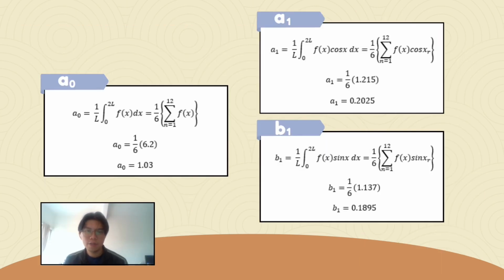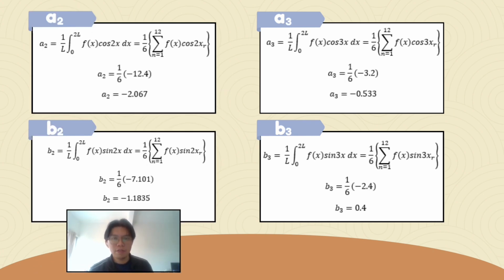Next is to find the a0 value. To find it, we use the formula 1/6 times the summation of f(x). We already have the summation of f(x), so we substitute into the formula, and the a0 value is 1.03. Next, for a1 we use 1/6 times the summation of f(x) cos x, and we get 0.2025. For b1 we use 1/6 times the summation of f(x) sin x, and we get 0.1895.